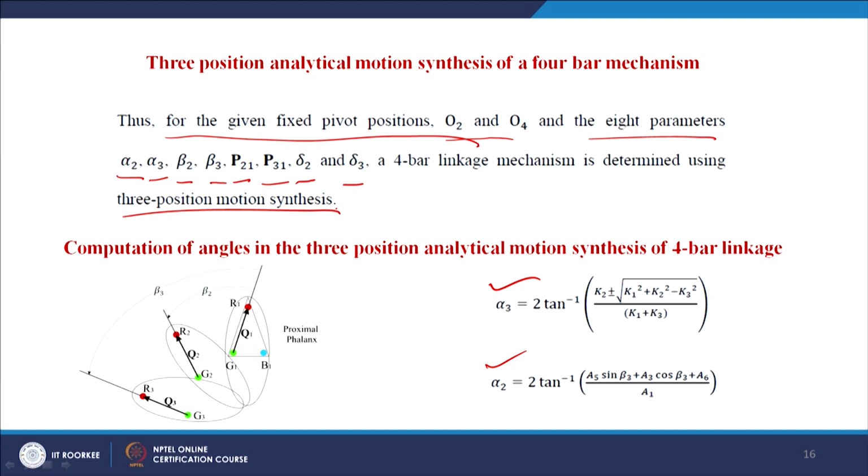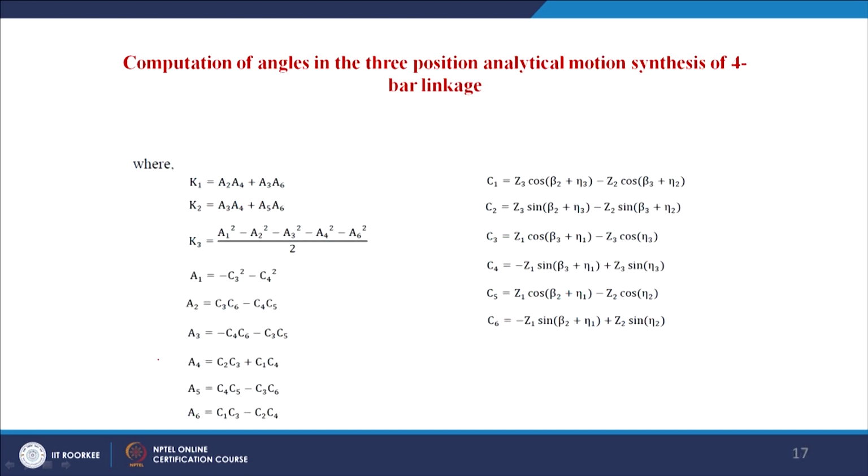Now, coming to the computation of the angles alpha 2 and alpha 3. As can be seen here, alpha 3 and alpha 2 are given by 2 tan inverse of the expression which is given in terms of K2, K1 and K3. Likewise, A2, A1, A3 and A6 in terms of beta 2 and beta 3, where the expressions for K1 till K3, A1 till A6 and C1 till C6 are given here, which I can read very fast.